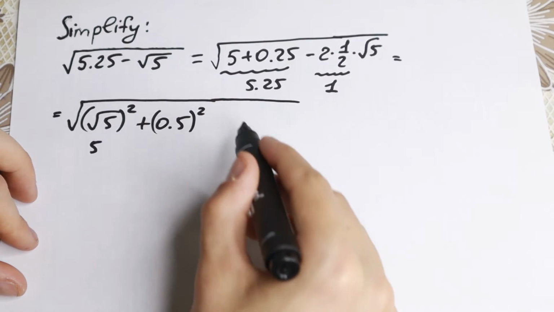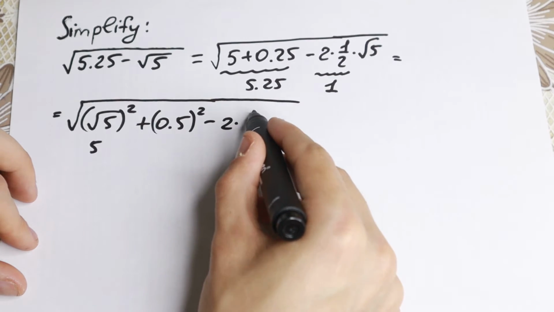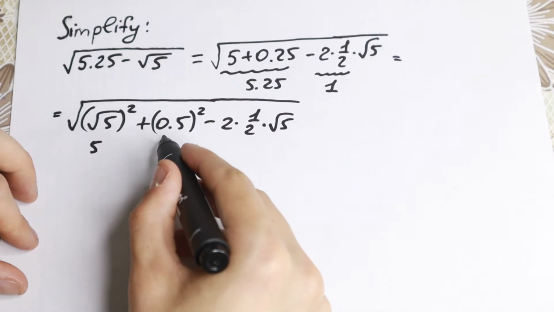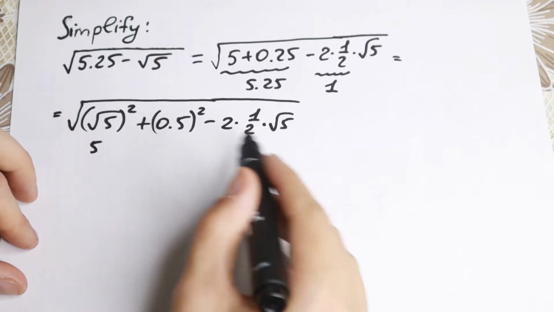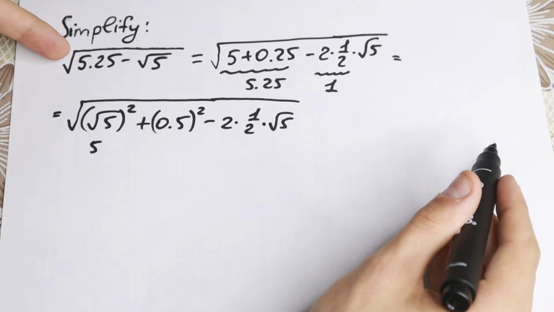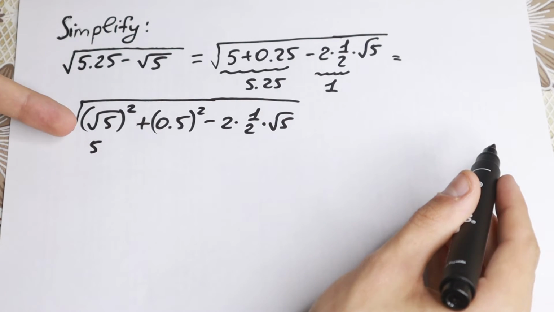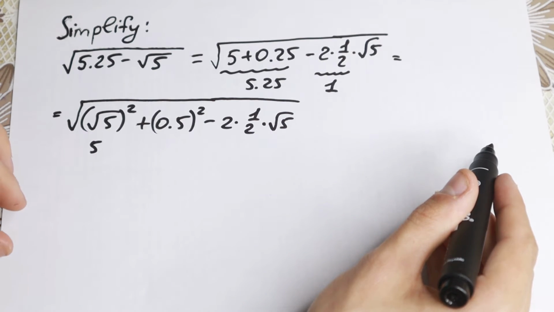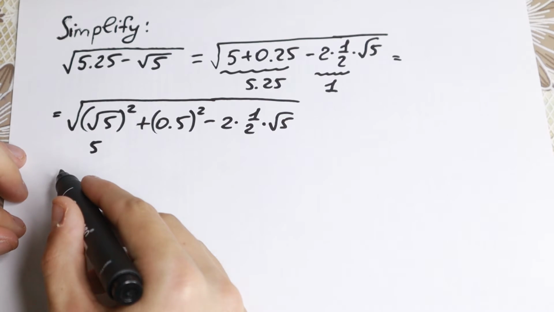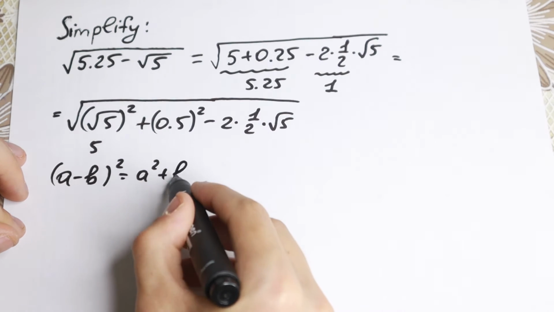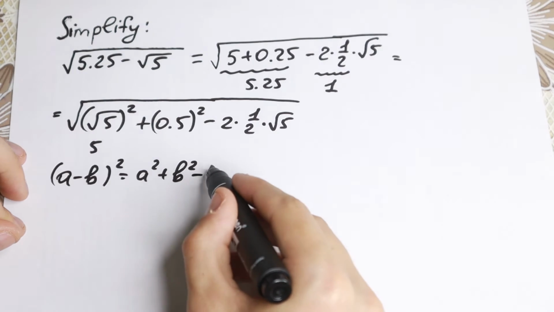Okay, let's go next. Minus the same 2 times 1/2 times square root of 5. A lot of students ask me why I write it like that, because here we have a square root, a square, and a product. And I answer them, take a look closely. The formula (a minus b) squared: how can we write it? As a squared plus b squared minus 2ab.